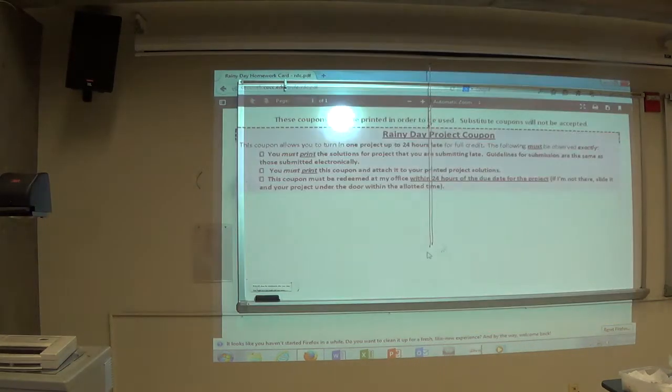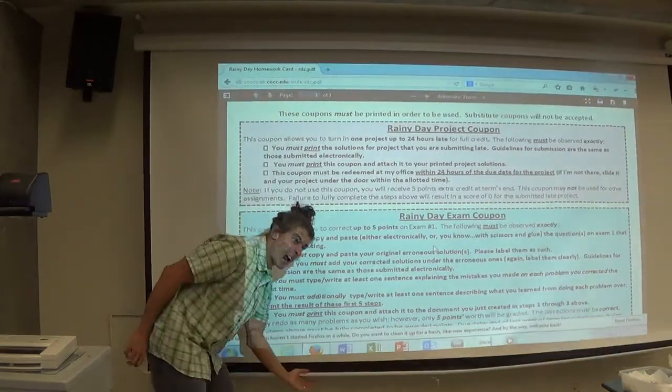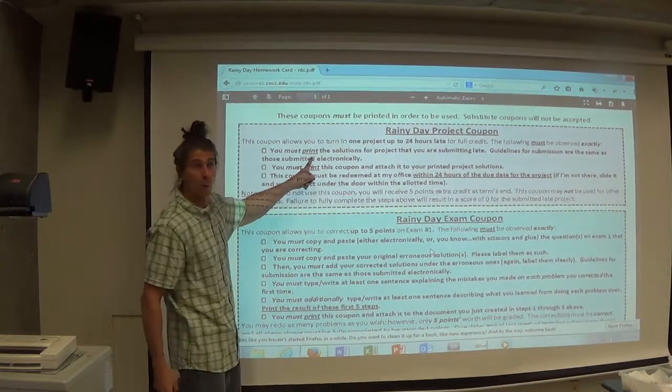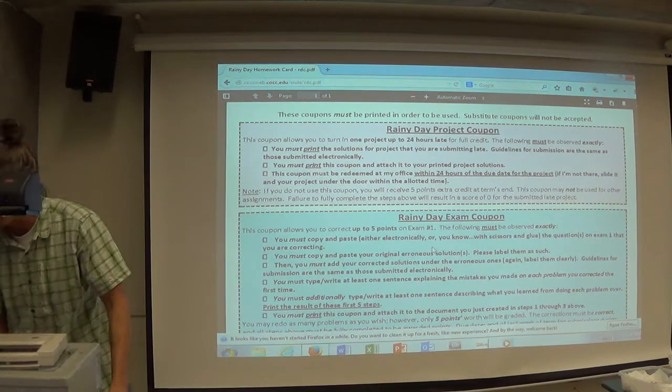Now, you know about some of the rainy day coupons already. You know about the project coupon. What is the main idea of the project coupon? It leaves you an extra 24 hours, should you forget the day a project is due.